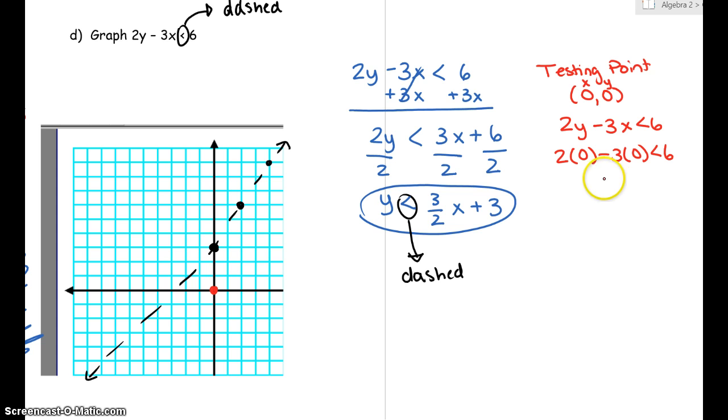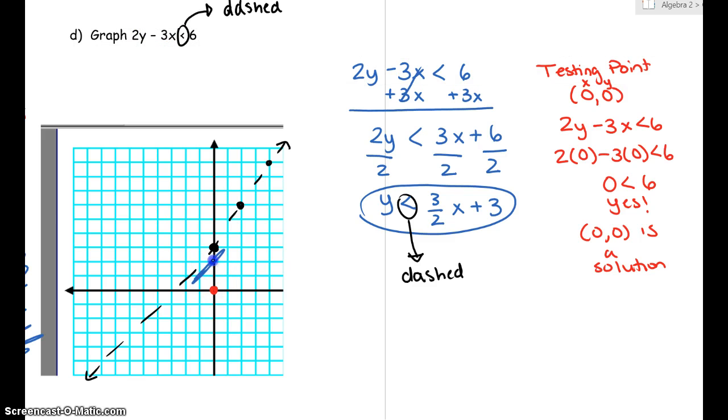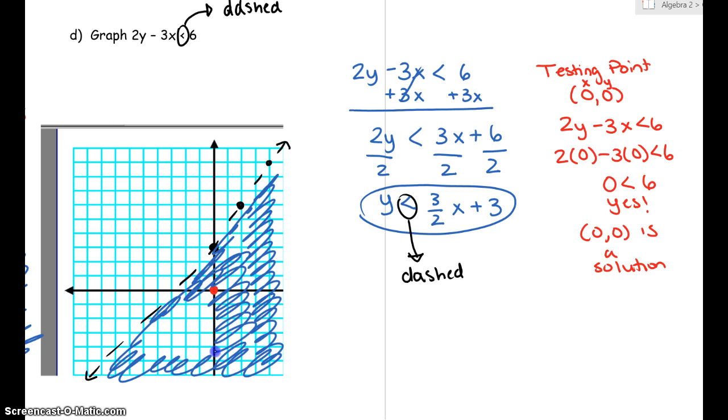Well, the left side ends up becoming 0, and is 0 less than 6? The answer to that is yes. So that means that 0, 0 is a solution, which is awesome, because that means everything on this side will become a solution. So we are going to shade that side of 0, 0. So everything on that side is now a solution.